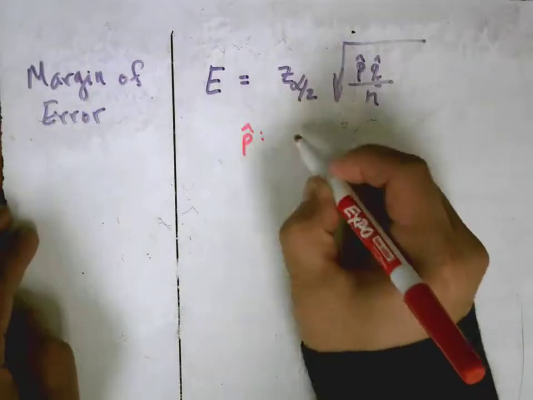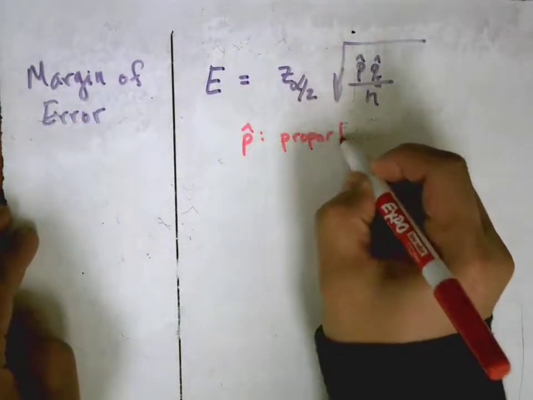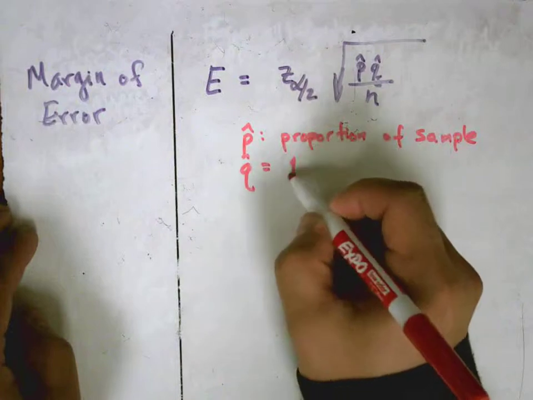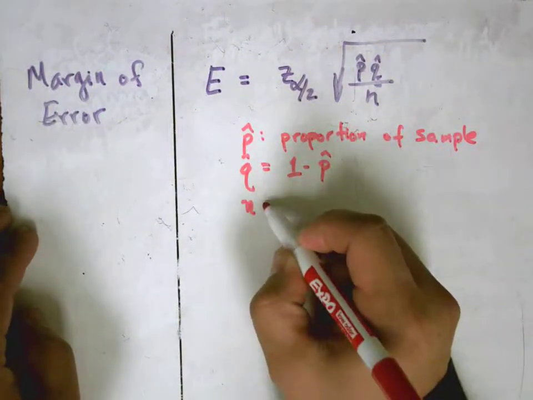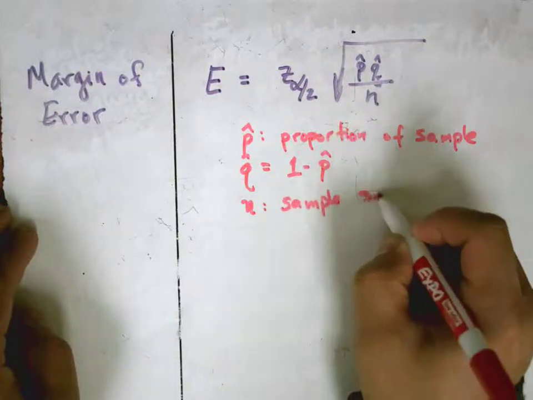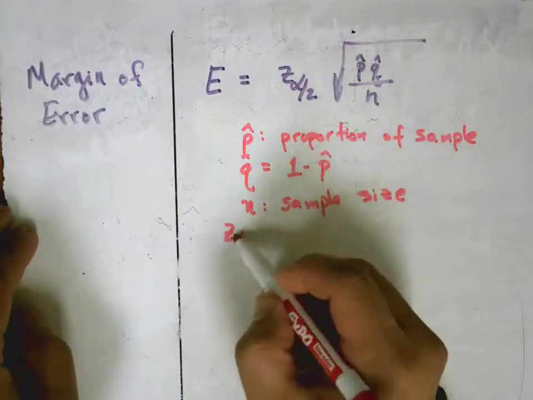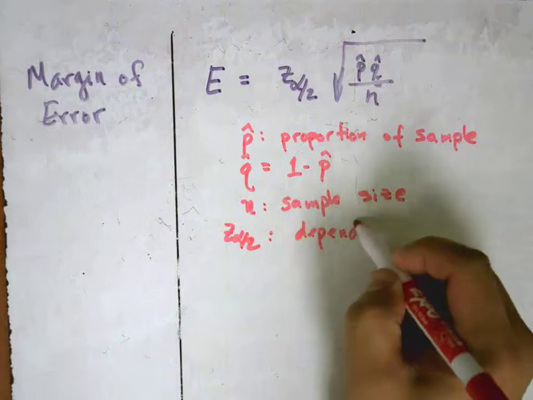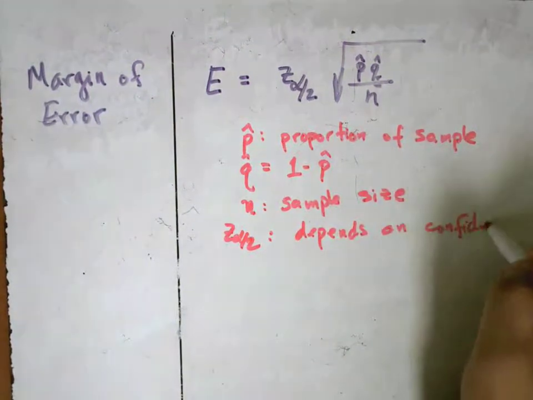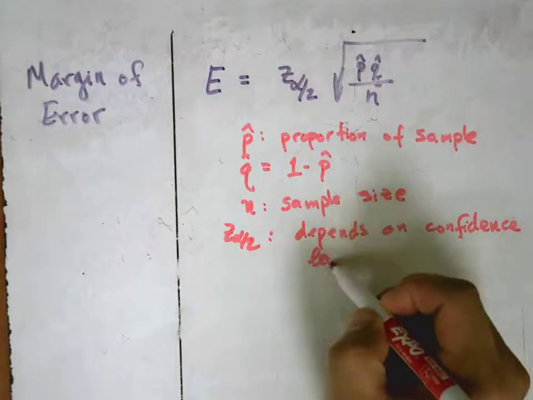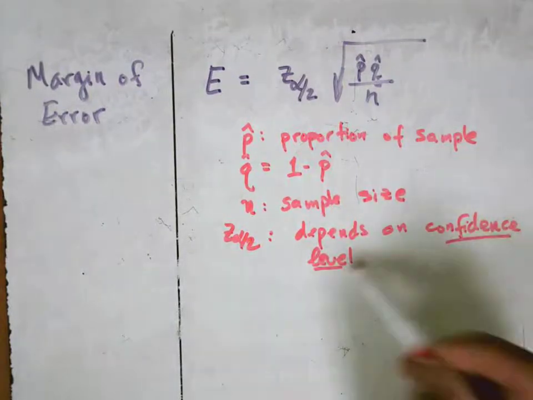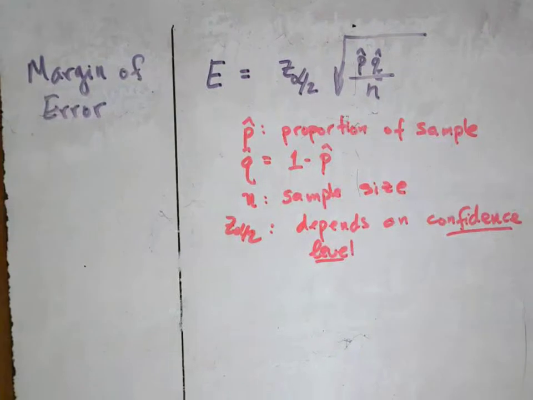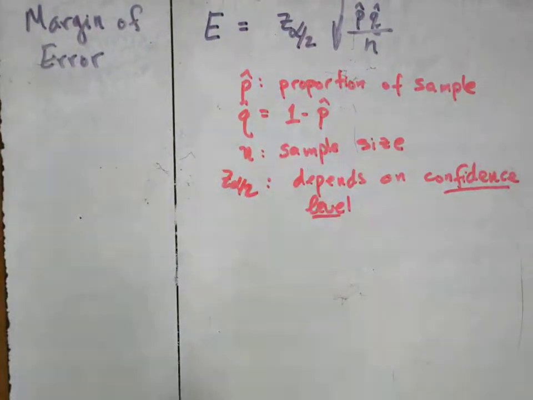So p hat is the proportion of the sample. Okay. Q hat is of course just 1 minus p hat. Okay. N is the sample size. And z alpha over 2, this is a z-score. Okay, so let's keep that in mind. It's a z-score, and it depends on confidence level. Okay. And from the previous lesson, we learned that confidence level is a convention. It's something that gets chosen first, and then the rest of the mathematics follow from there. Okay. Alright, and so we'll talk about margin of error in just a minute.